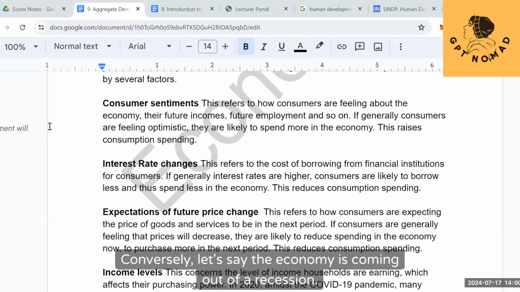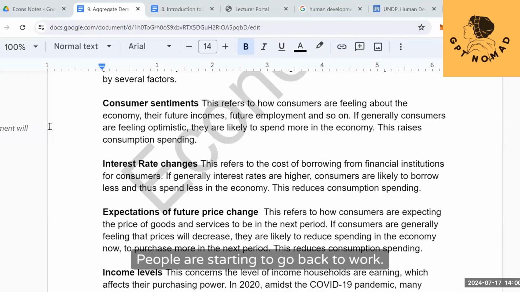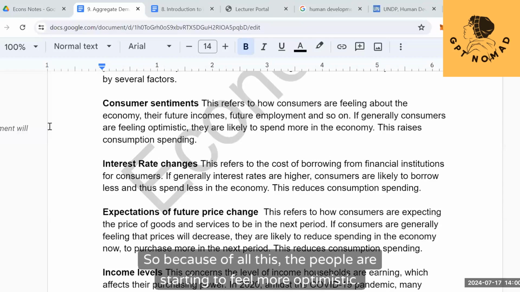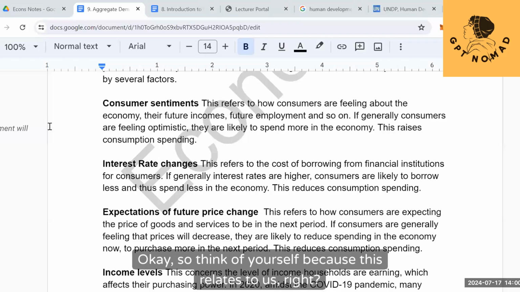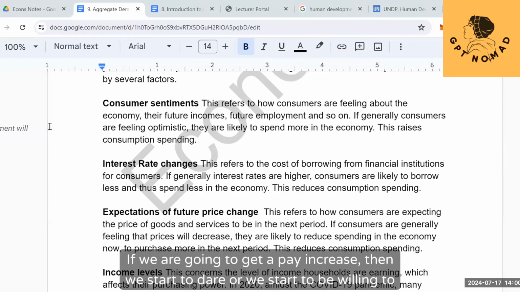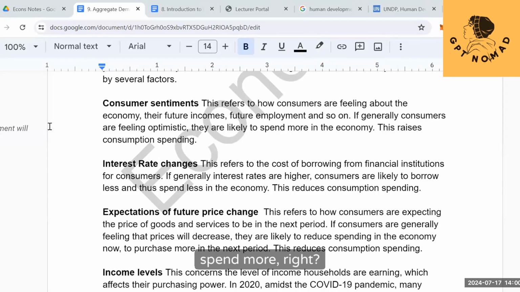Conversely, let's say the economy is coming out of a recession. People are starting to go back to work. The economy is starting to hire aggressively again. So because of all this, the people are starting to feel more optimistic. They will start to spend more. So think of yourself, because this relates to us. If we are going to get a pay increase, then we start to dare, or we start to be willing to spend more.